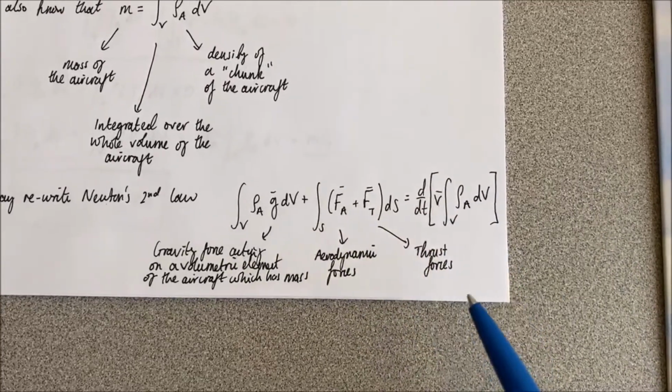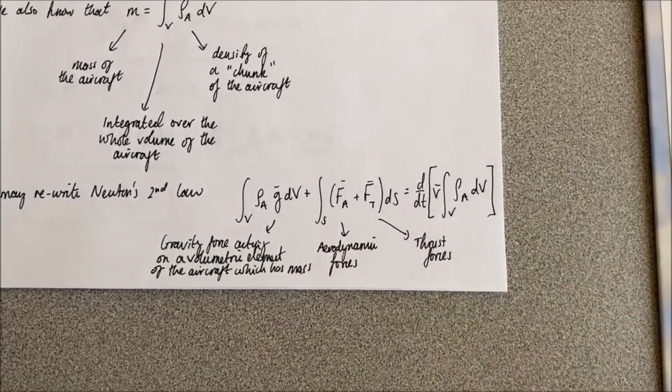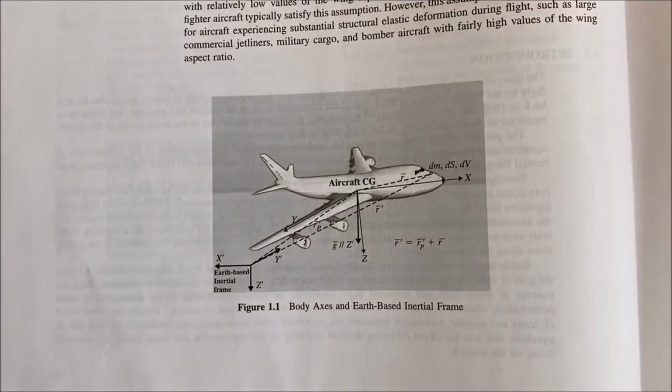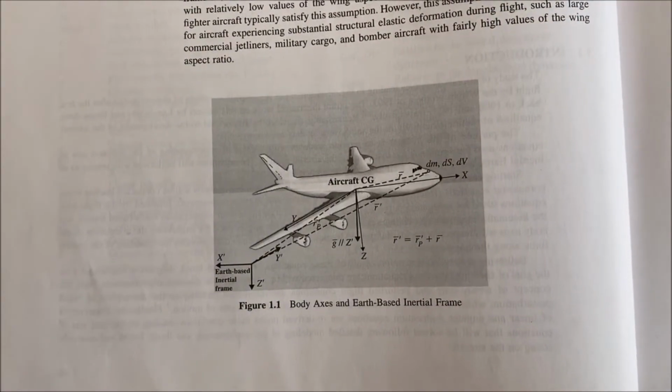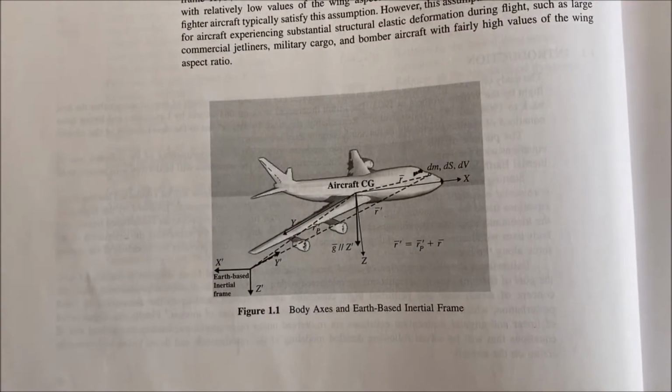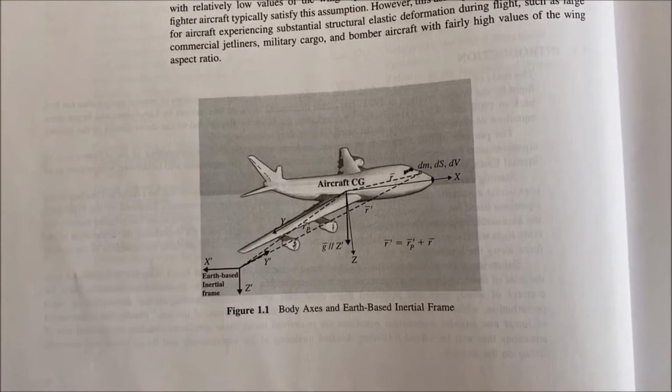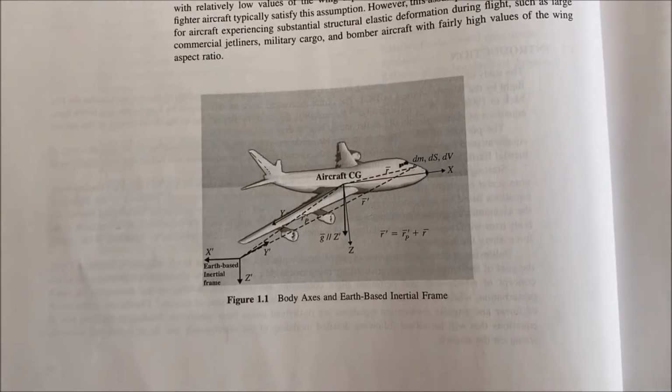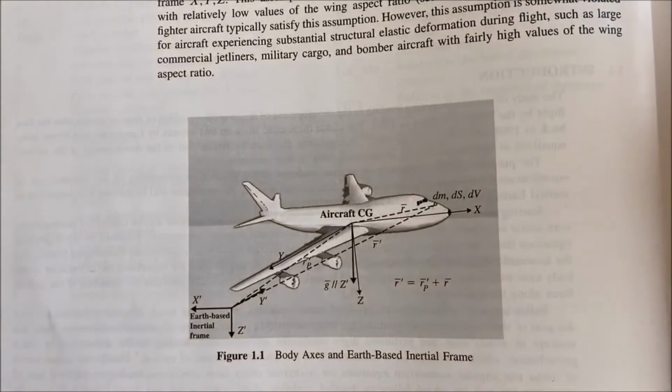So F equals ma. So the next thing we need to do is describe Newton's second law in terms of a particular axis system, which describes where our aircraft is.